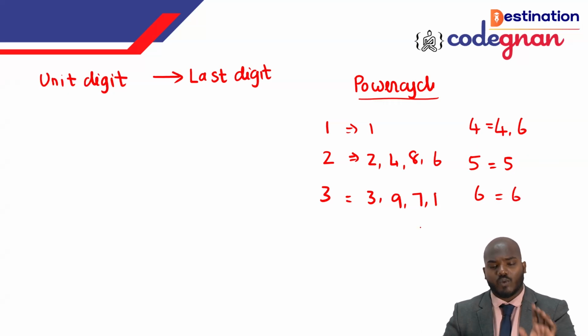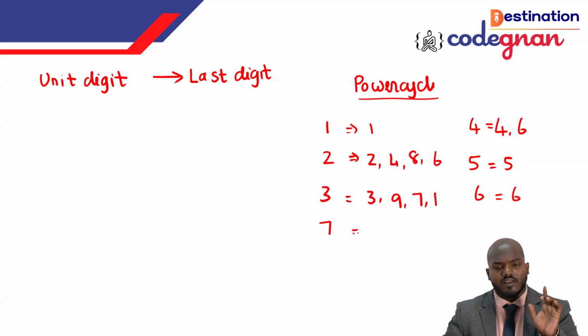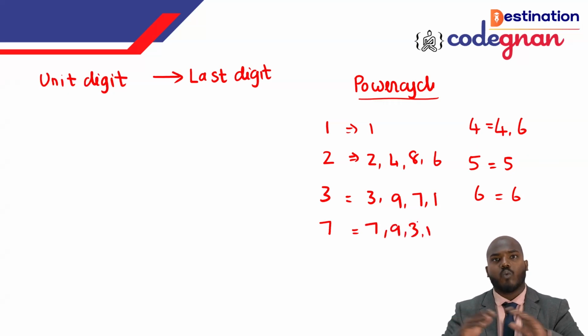Coming to the next one, we have the number 7. 7 power 1 is 7, 7 square is 49, so 9, 7 cube is 343, so 3, and we call the cycle 7, 9, 3 and again 1.